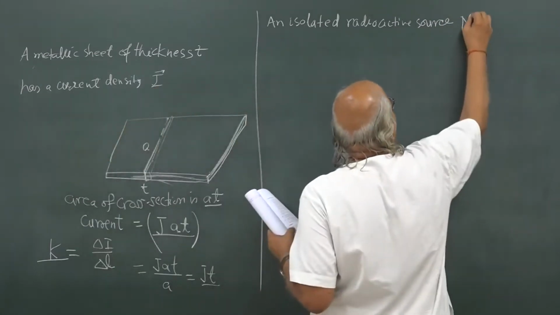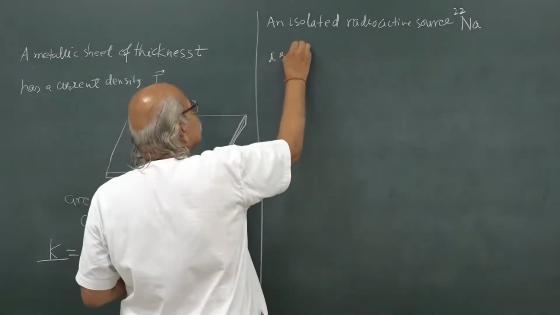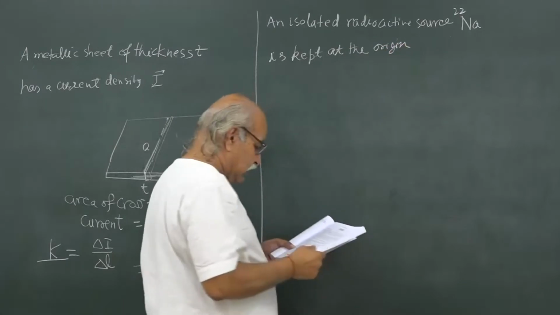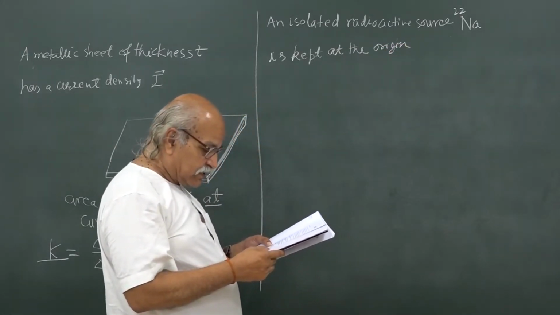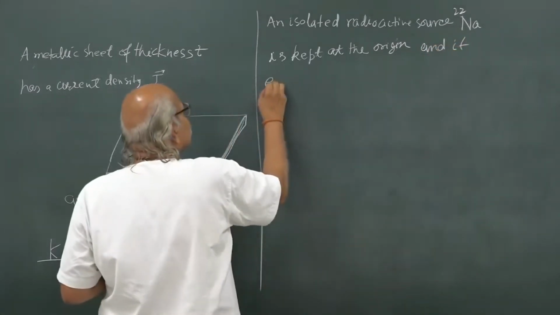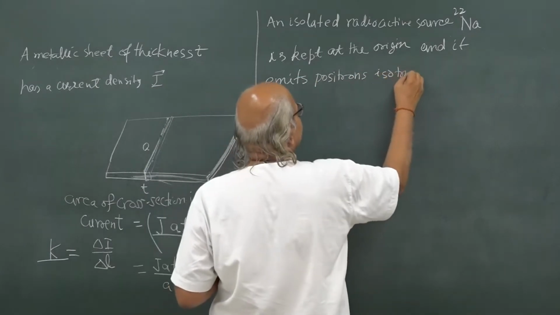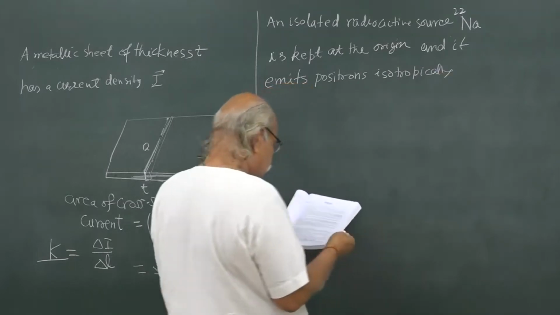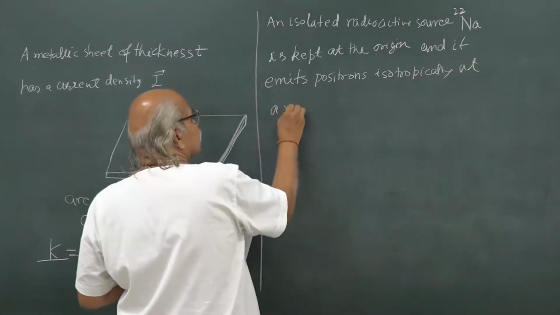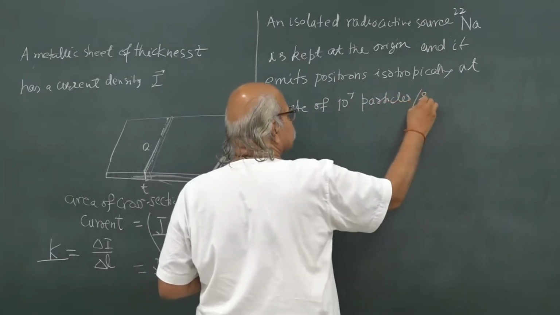Sodium 22 is kept at the origin and emits positrons isotropically at a rate of 10 to the power 7 particles per second. So that is the rate.